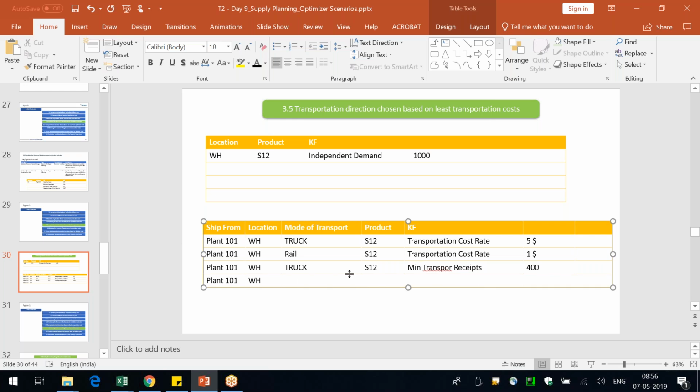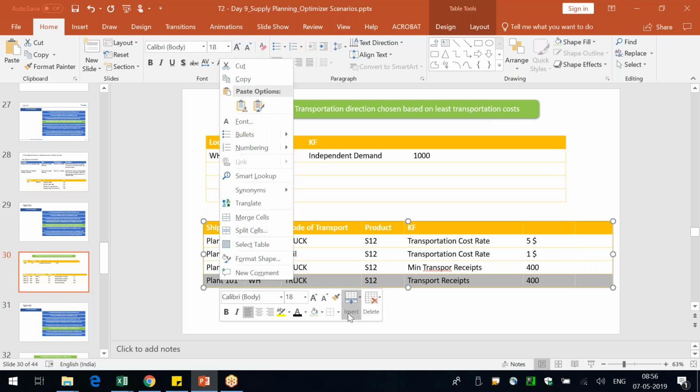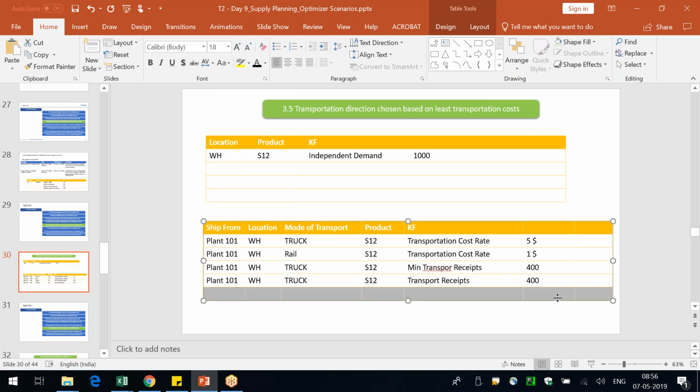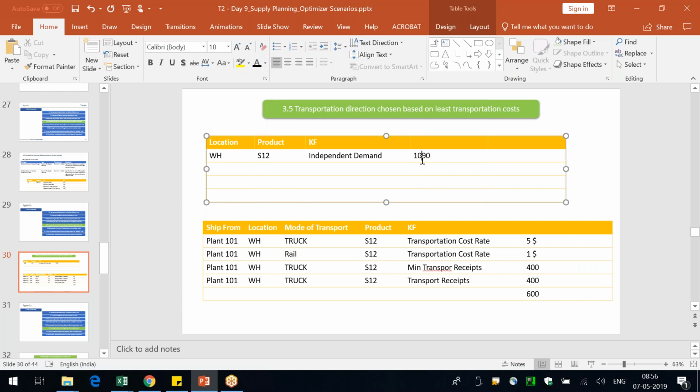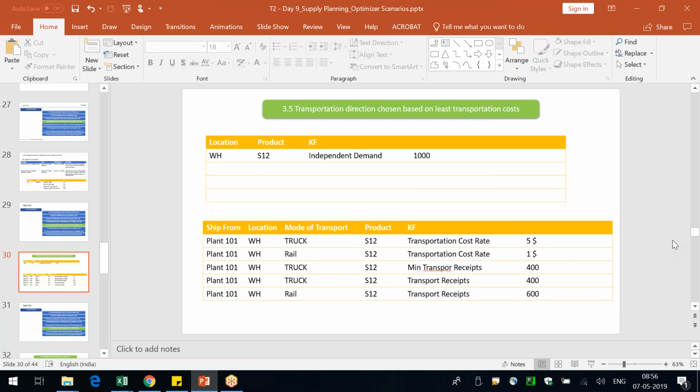Now the system will give the result like this: transport receipts, as you maintain the minimum as 400, the system does a minimum of 400 here, and the other available mode of transport takes the remaining demand, which is 600, right? Because the total demand at the warehouse is 1,000. So that's how we use the mode of transport ID.